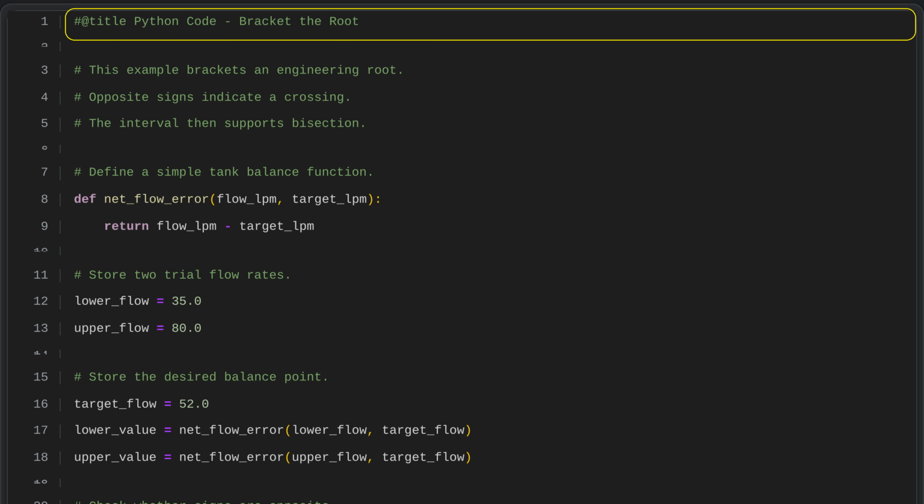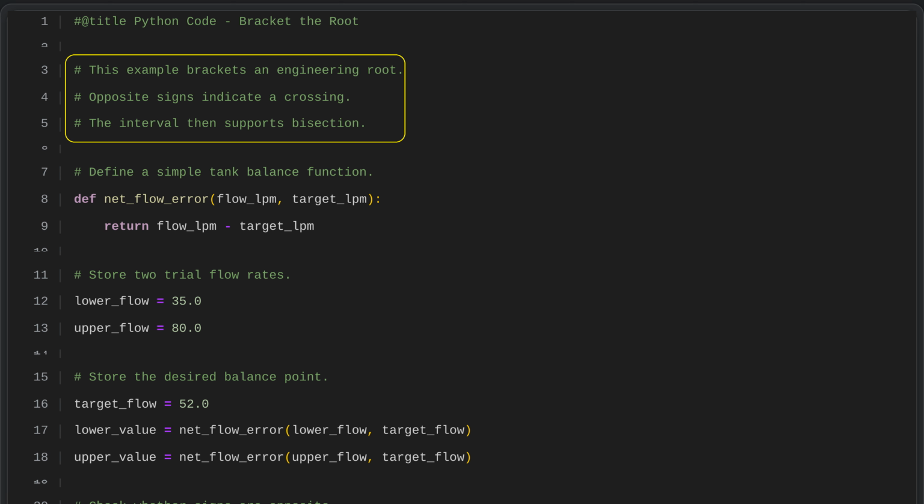Python code. Bracket the root. This example identifies an interval that contains an engineering root. Opposite signs at the interval ends show that the function crosses 0, so bisection can be applied.